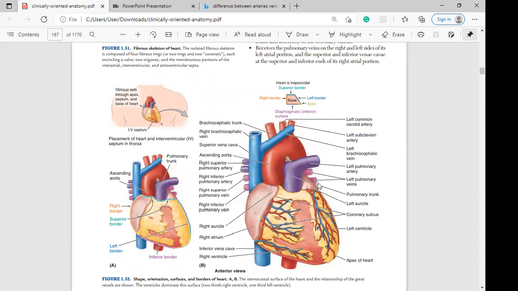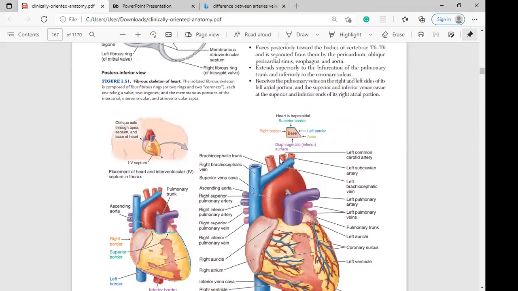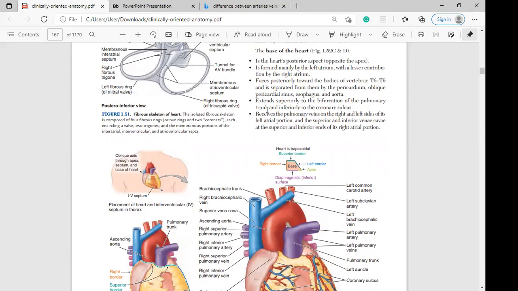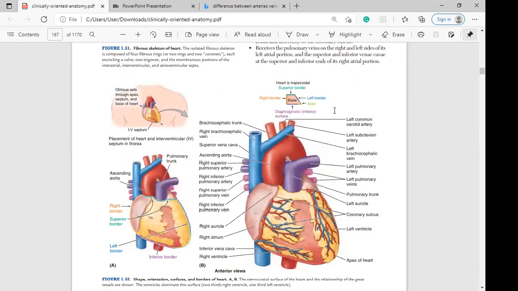But this pulmonary trunk also forms part of the base of the heart. So it extends superiorly to the bifurcation of the pulmonary trunk and inferiorly to the coronary sulcus. Later, I'm going to show you the coronary sulcus because the heart itself gets blood supply from the coronary artery, which I'm going to teach you maybe in the next anatomy class. You see that the heart itself, even though it's pumping blood, it still receives blood supply for the heart to function. Just the way your kidney, your liver, they all need blood to function.